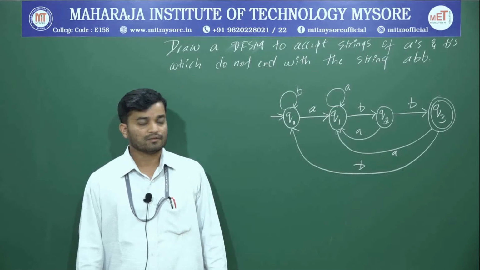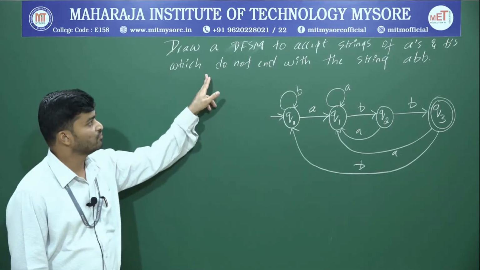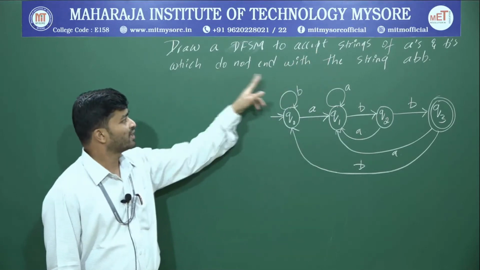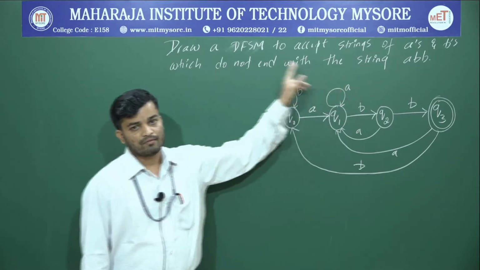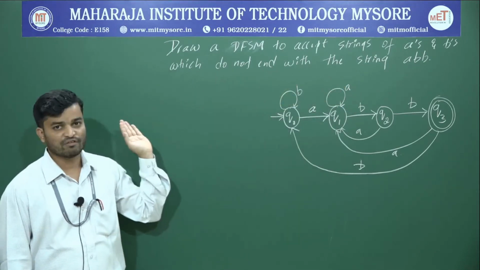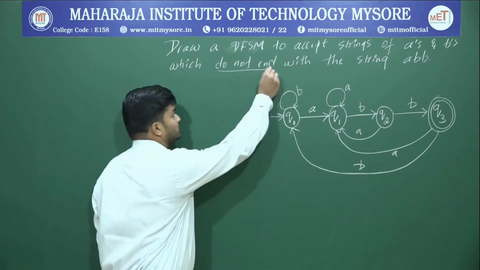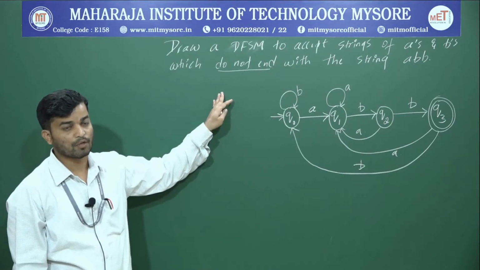Okay, I'll continue with the next problem in ATC. That is, draw a DFSM to accept strings of A's and B's which do not end with the string ABB. So, already we have solved a similar type of problem.